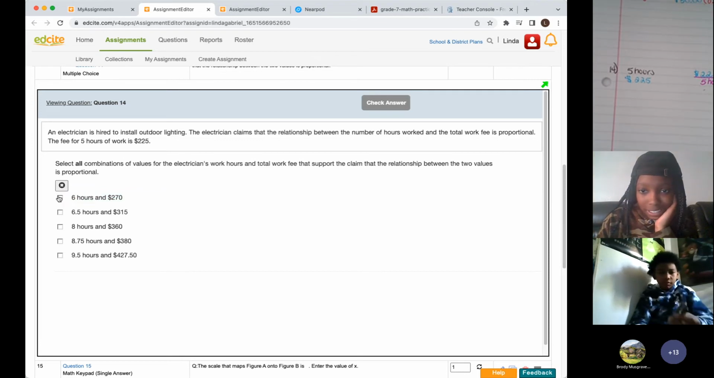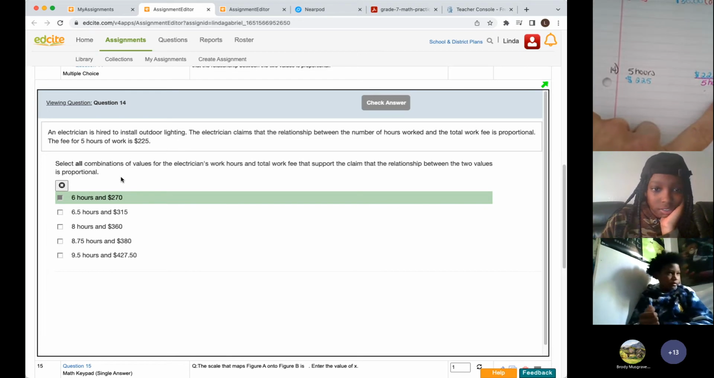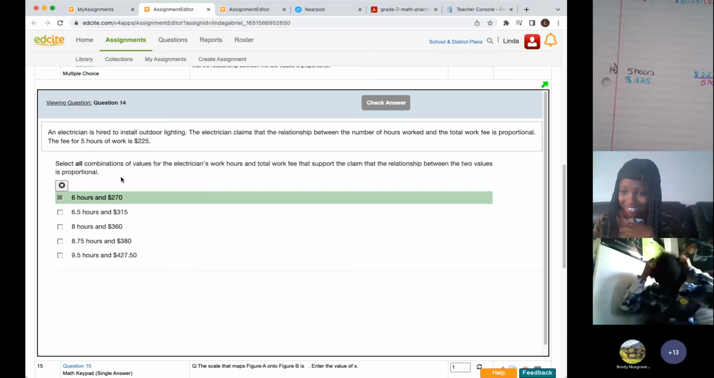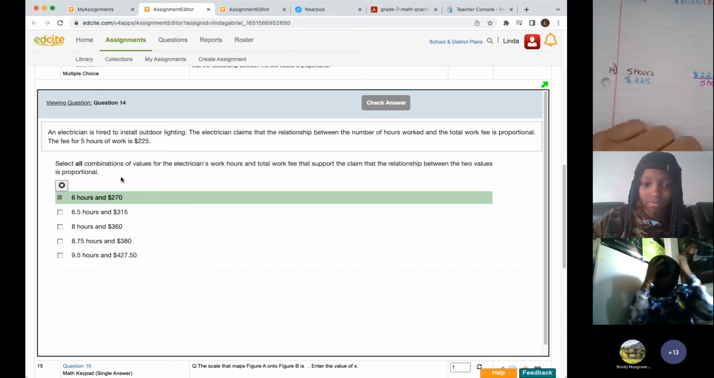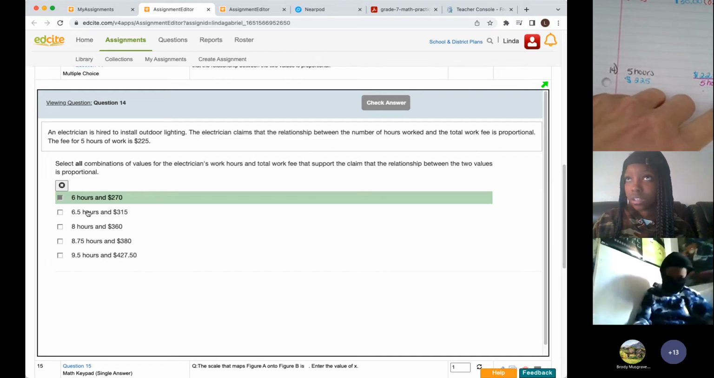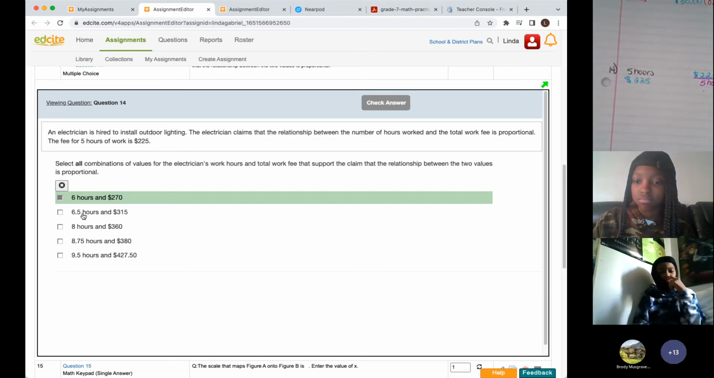So since it says select all combinations of values that are proportional, I'm going to mark them. I'm going to go ahead and try the next one because it doesn't say find which one, right? So my next possibility is going to be 6.5 and 315. If I look at that already, the difference between 270 and 315 is going to be $45. If he charges $45 an hour, but it says right here 6.5 hours, I know that that can't possibly be correct, right? Because that means he would be charging for a full hour for that half hour, right? I'll show you the math for that.